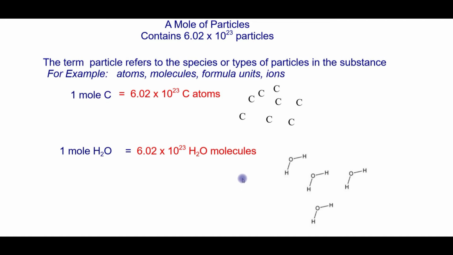If I had an ionic compound, instead of molecule, I would call it a formula unit. And then I can have ions, and remember that if I have a mole of ions, each one of them would carry the charge of the ion.